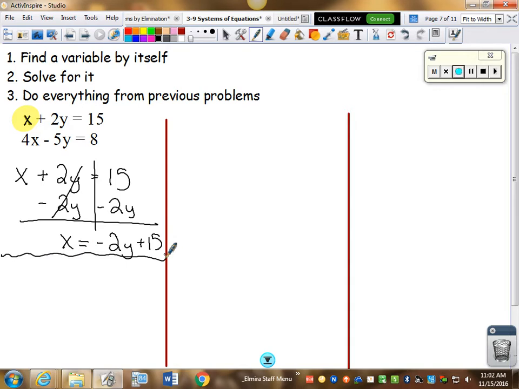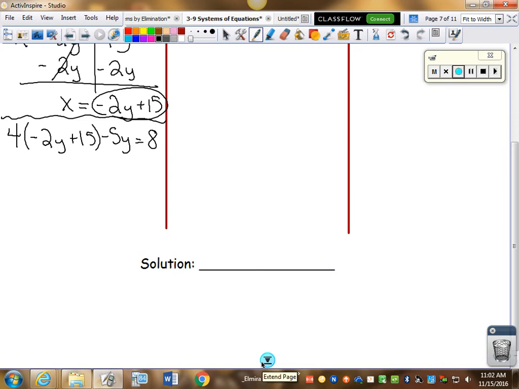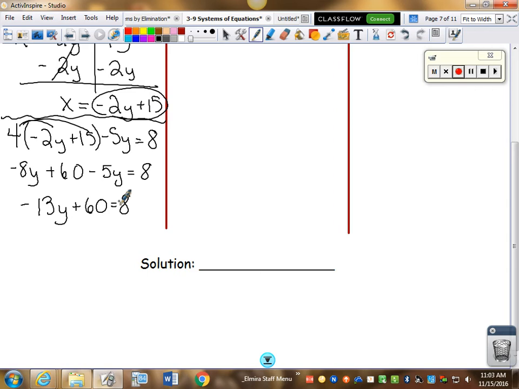Okay, so now we have that part done. Now we can do the substitution. I can take 4x, but instead of x, I'm going to put this in parentheses, negative 2y plus 15, minus 5y equals 8. Move this down a little bit. And then distribute. So negative 8y plus 60 minus 5y equals 8. Combine like terms. Negative 8y and negative 5y is negative 13y. Basic two-step.